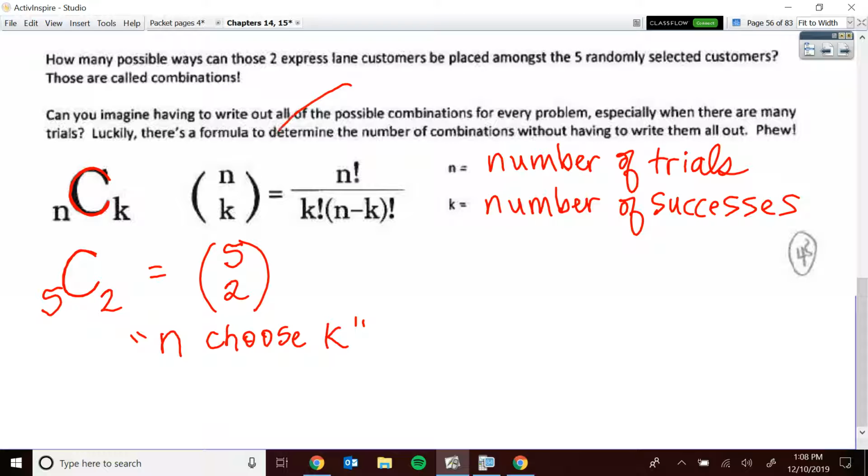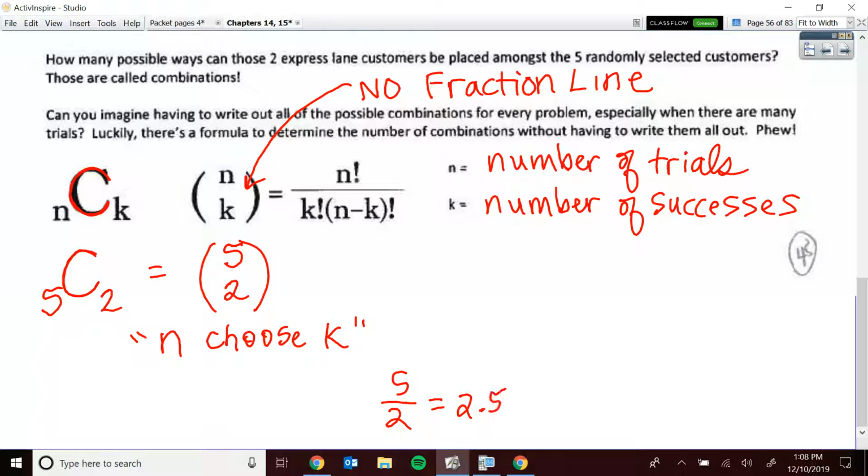And I also want you to notice there is no fraction line. If you put a fraction line, it's wrong because what's 5 divided by 2? Yeah, excuse me, 5 divided by 2 is 2.5.